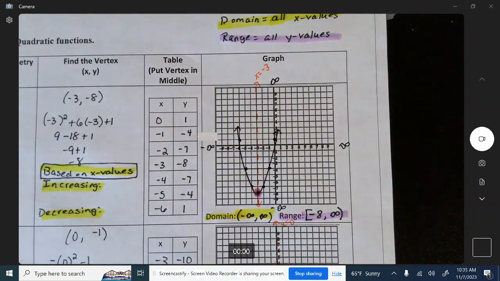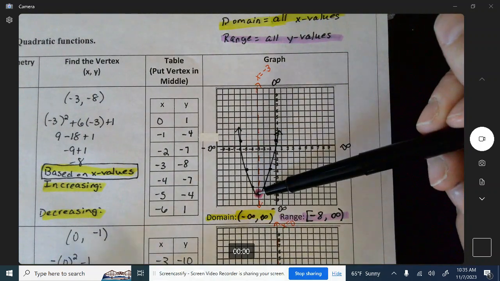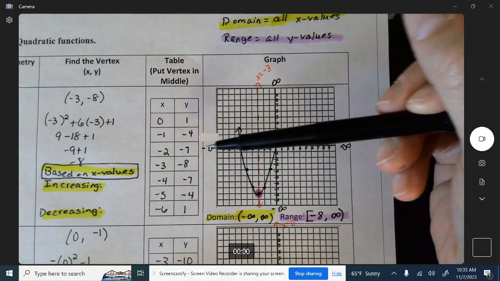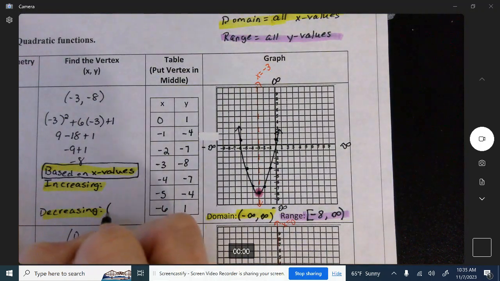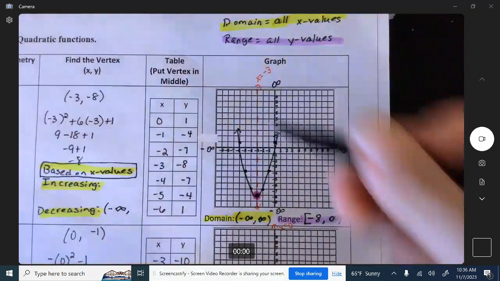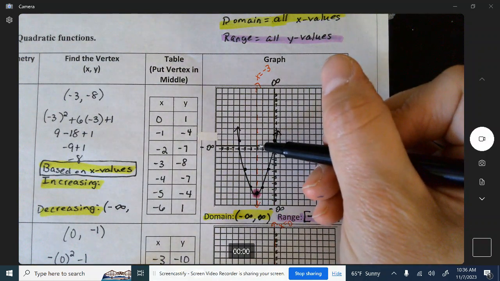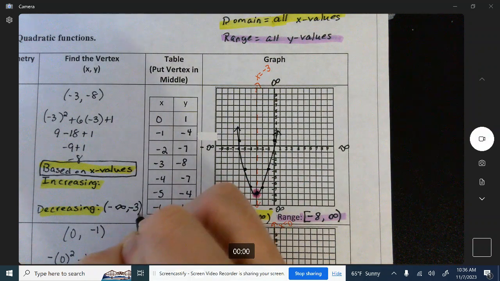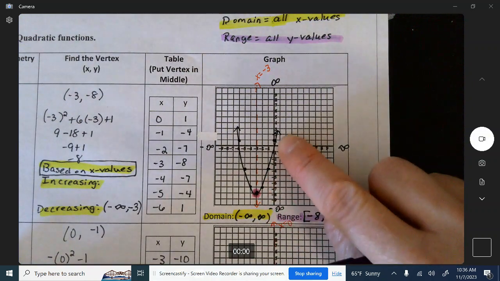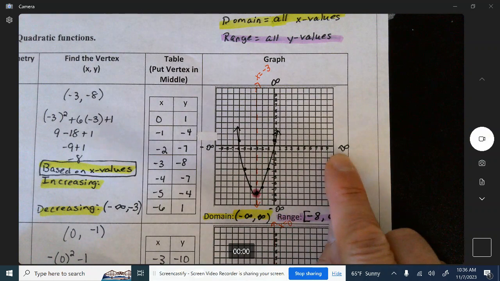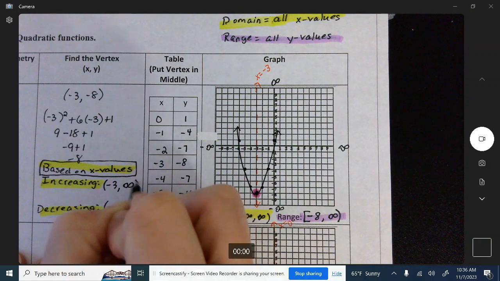Okay? So if I'm looking at the X values where I am, we said this side is decreasing to here. So what are the X values out this way? That goes out to negative infinity. So I am decreasing from negative infinity, because that's what's out this way, up to this point right here, which is the point -3. That's my vertex, -3. Then I start increasing at -3, and my X values that go this way go out to positive infinity. So for increasing, it's going to be from -3 to infinity.